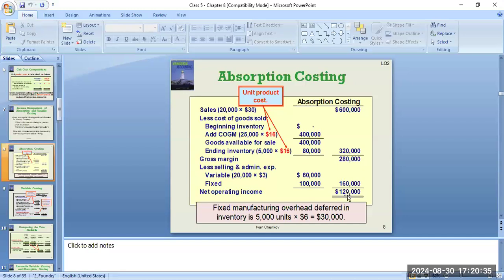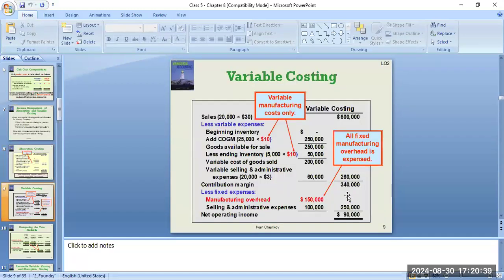If we prepare the same statement using variable costing, we're going to have a different picture. Sales will be the same, but cost of goods sold will be different. Why? Because we have a cheaper inventory, at $6 per unit less. The beginning inventory is zero, but we produce 25,000 units at $10 only, which is $250,000.